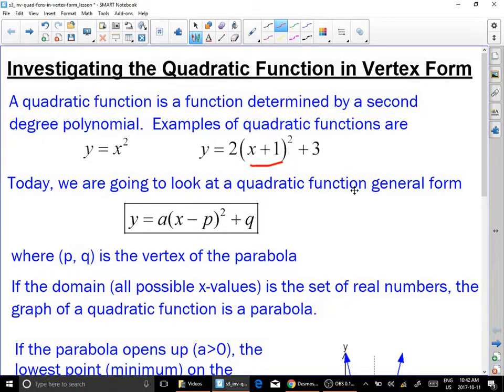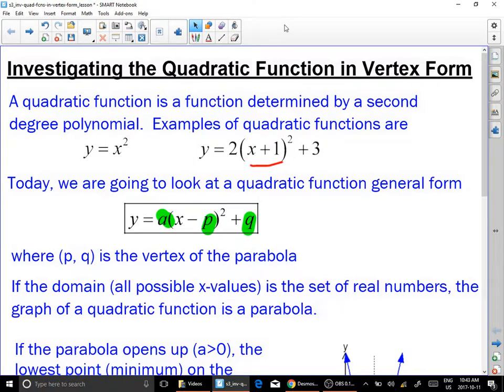Today, we're going to look at a quadratic function that has the general form y equals a(x minus p) squared plus q. When we look at that in particular, we are going to look at the effects of changing variable a, variable p, and variable q. As we make those values different, it's going to have an effect on the graph. We say that (p, q) represents the vertex of the parabola.